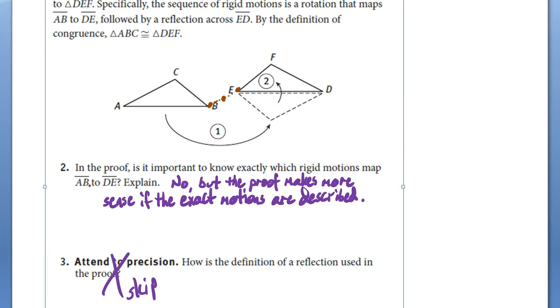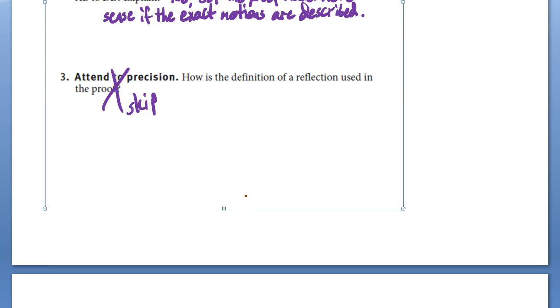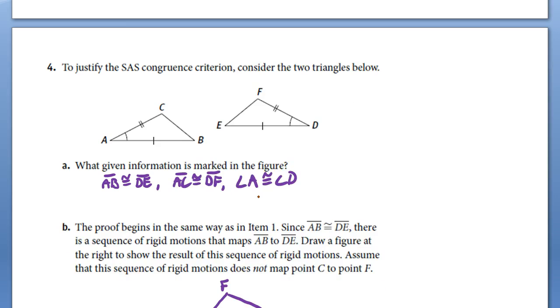Number 2, in the proof, is it important to know exactly which rigid motions map segment AB to segment DE? Well, the answer is no. We don't have to know exactly what the rotation is that swings that triangle around to get it to line up perfectly. But if we do know the exact motion, that makes the proof make more sense. We're going to skip number 3 here and move to number 4.